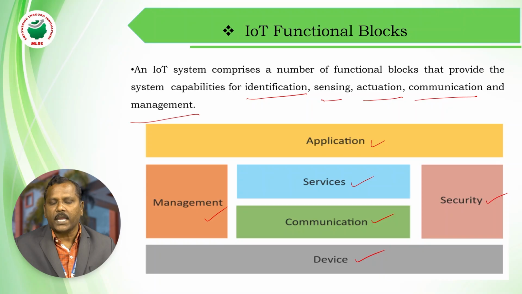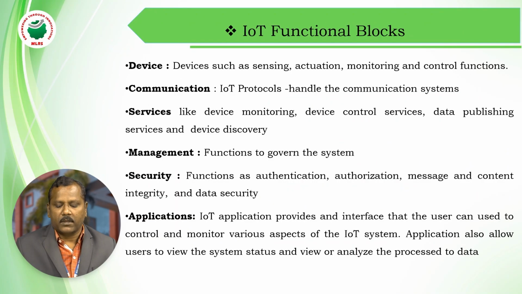The next one is the communication block. In an IoT communication system, different IoT protocols are involved. IoT protocols handle the communication in IoT. For example, network layer protocols, data link layer protocols, application layer protocols, and transport layer protocols.